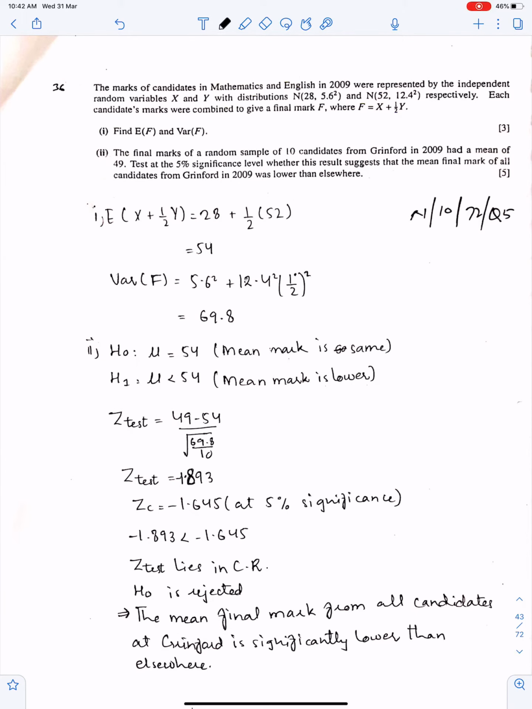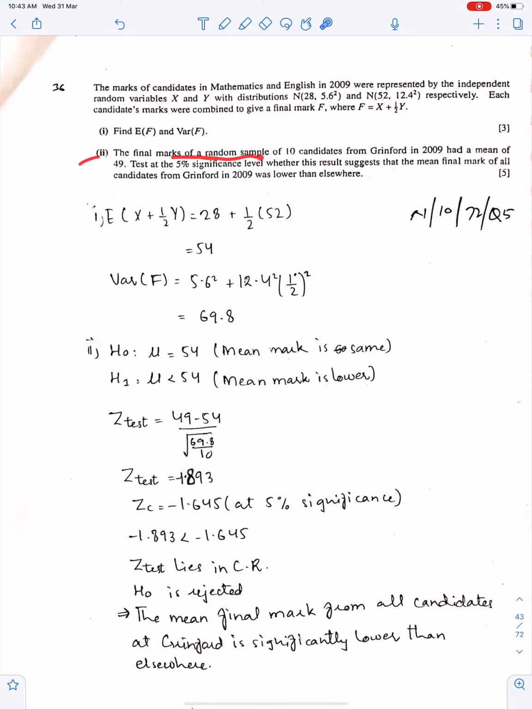Question 36, the next question. The marks of candidates in math and English follow normal distributions, and this is the equation. Expectation and variance: you have already done linear combinations of normal variables. You all know how to find this. The mean is written as half of EX plus EY, the variance is 5.6 squared, and the square of this number, 1 upon 2 squared, times the variance. You all know how to do this. I'm leaving this part. Part 2.